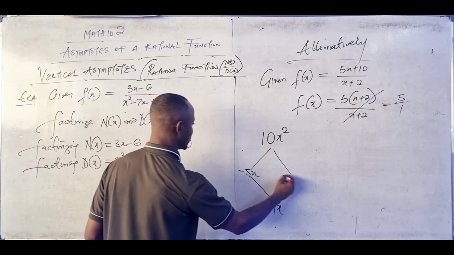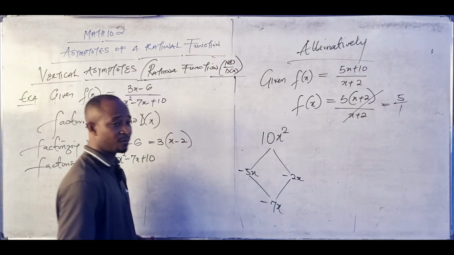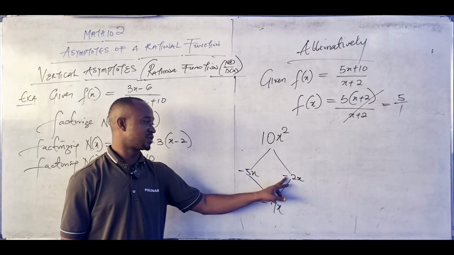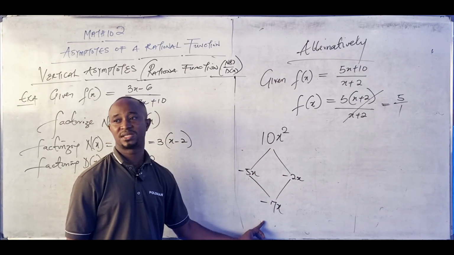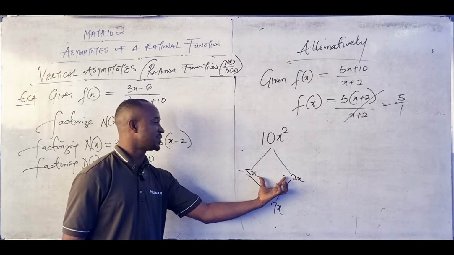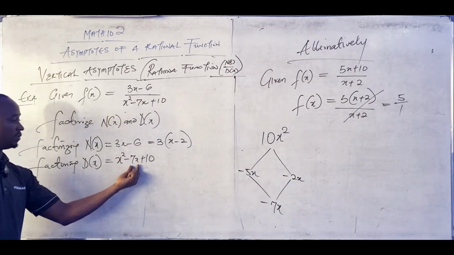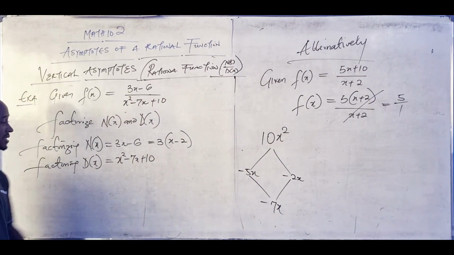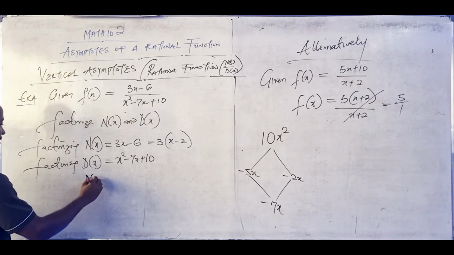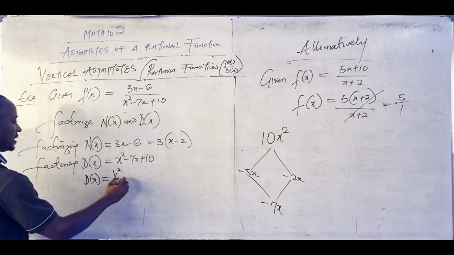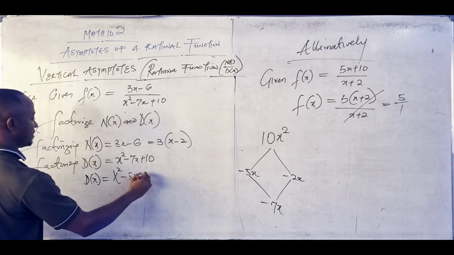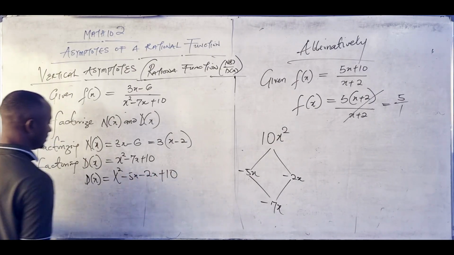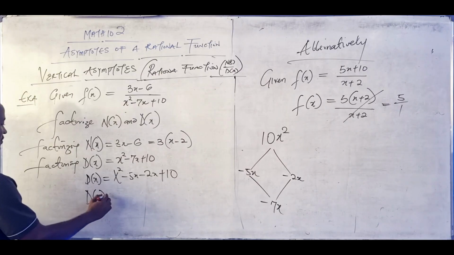Minus 5x and minus 2x. Let's verify. Minus 5x times minus 2x is what? 10x squared. Minus 5x plus minus 2x is what? Minus 7x. Then I can replace the middle term with these two terms. Can we do that? That will give us our D of x equals to what here? x squared minus 5x minus 2x plus 10.